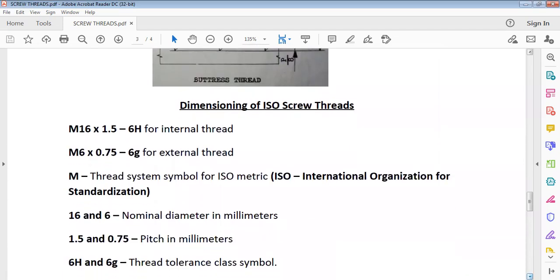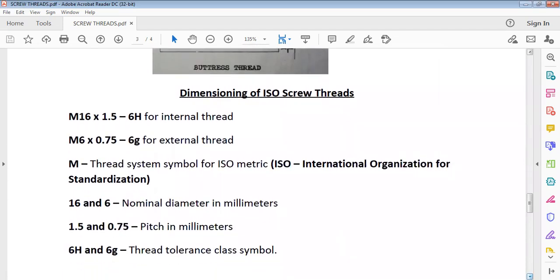Then dimensioning of ISO screw threads. Dimensioning of ISO screw threads. So M16 by 1.5 6H for external thread. For internal thread, then M6 by 0.75 6G for external thread.